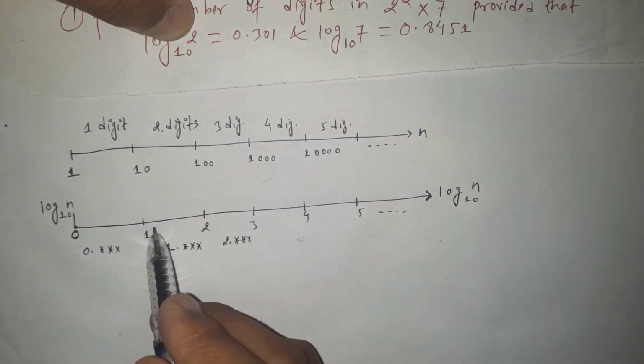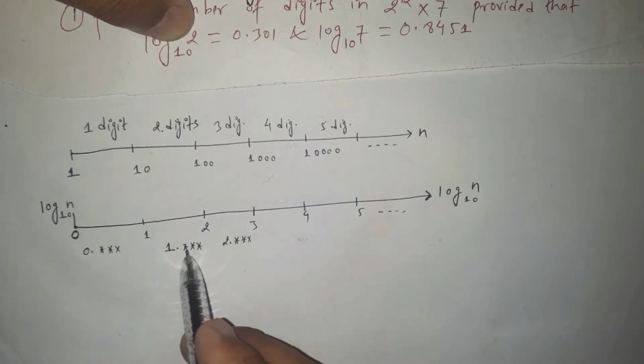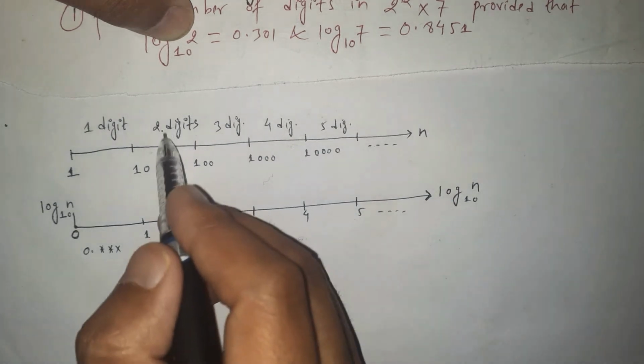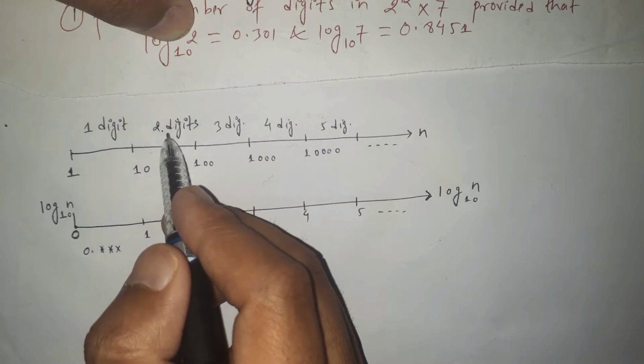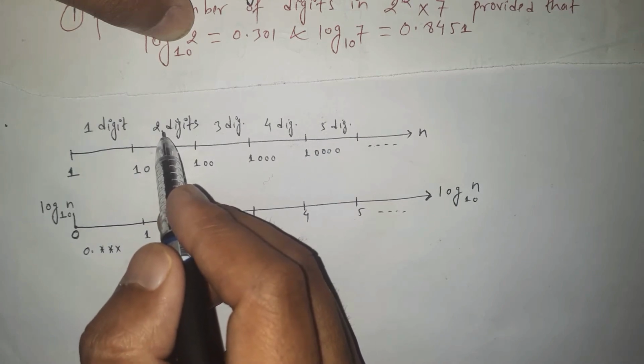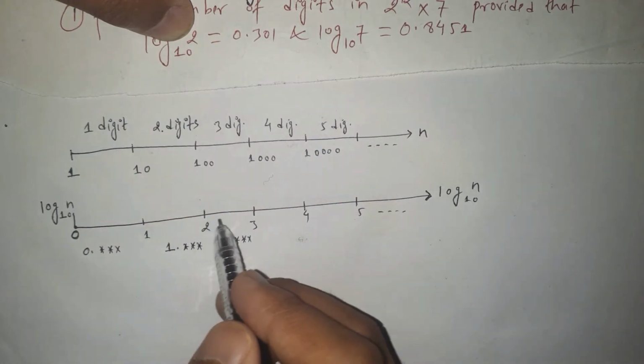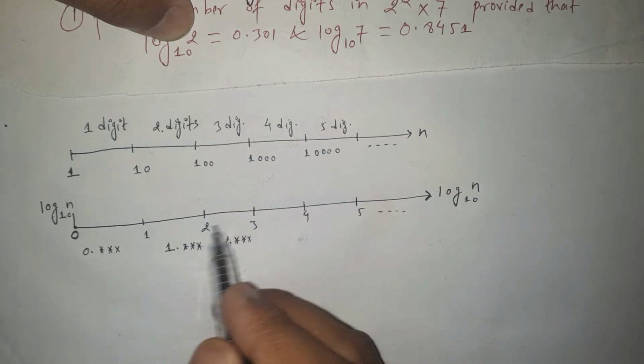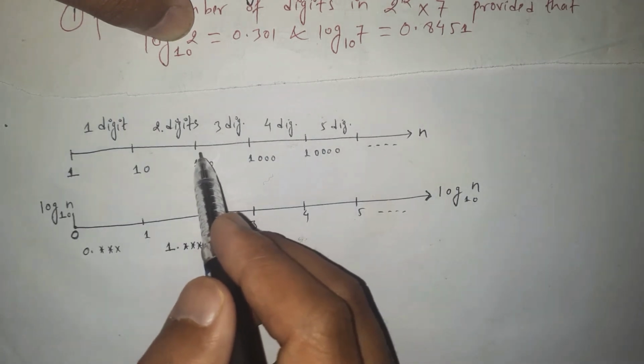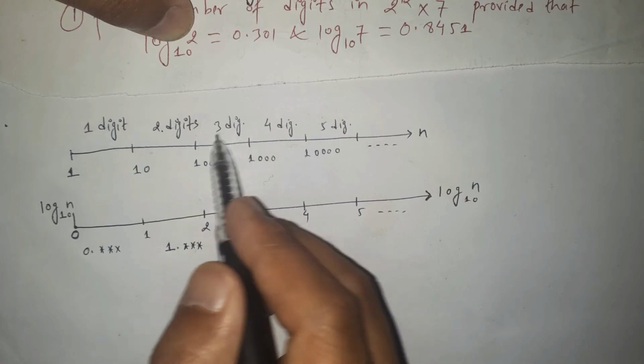If the logarithmic value is 1 point something, then the number has 2 digits. When the logarithmic value lies between 2 and 3, then the number in the input has 3 digits.